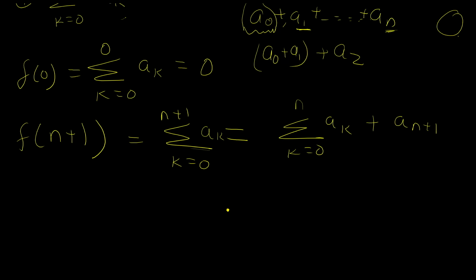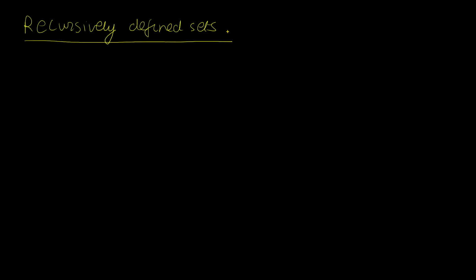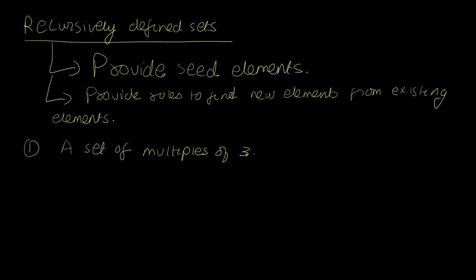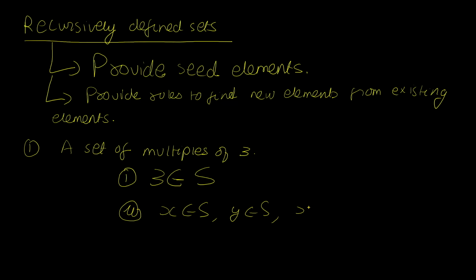Okay, we'll have a look at a few recursively defined sets next. So for a recursively defined set, we do two things. Provide the seed elements. And then we provide a rule to find new elements based on existing elements. So let us look at this example. A set of multiples of 3. So I can define this set of multiples of 3 by starting with the base element of 3. So I can imagine a set S and then say that 3 belongs to that set. And the next rule, the recursive rule, is that if X belongs to S and Y belongs to S, so does their sum.